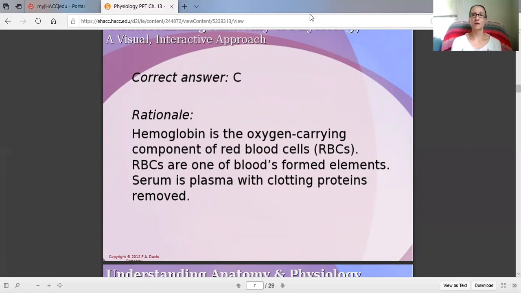Now, I am going to stop the share for a second. So now we're going to talk about the breakdown of red blood cells. So we're going to finish the blood cell cycle.